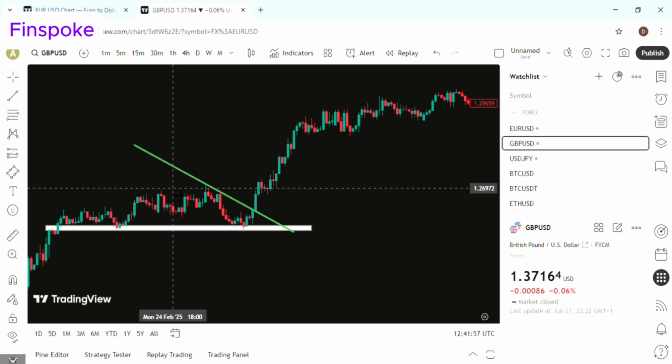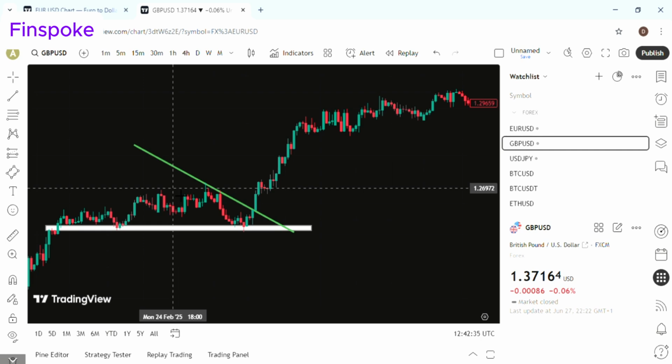It can form a wedge, rising wedge, or falling wedge, or it can form a reversal pattern such as the double top, triple top, double bottom, triple bottom, that we commonly see almost on a daily basis. These are the patterns that could form in the market.